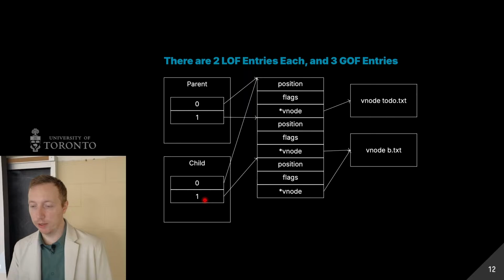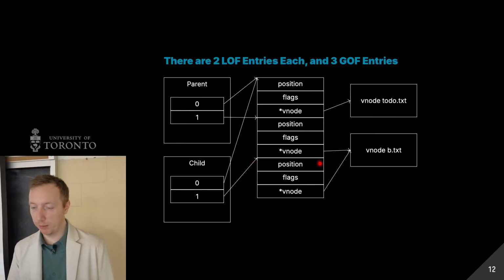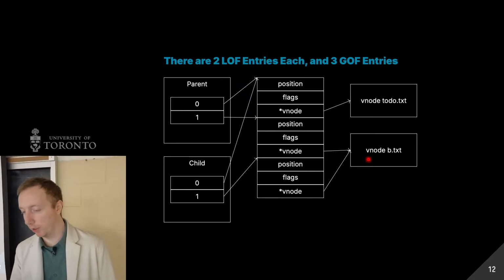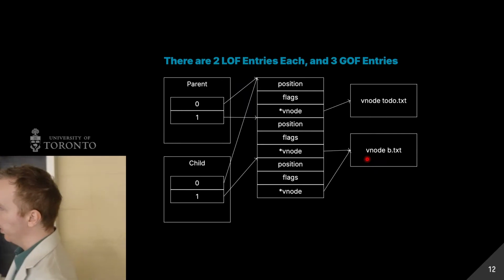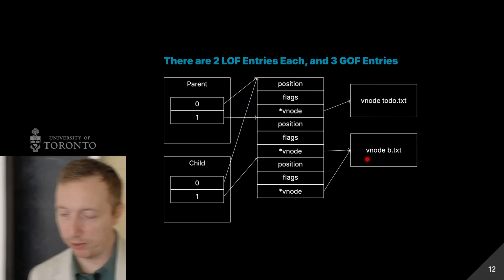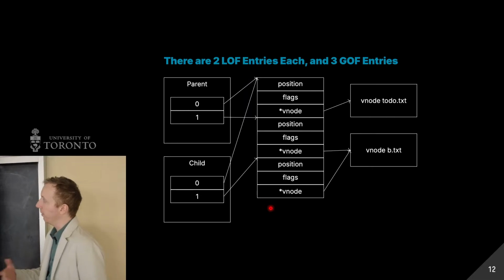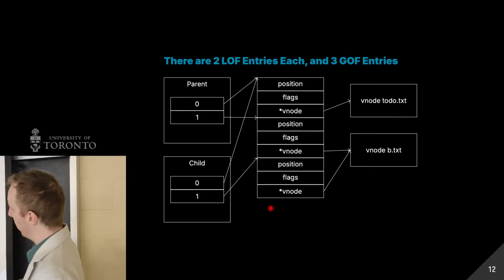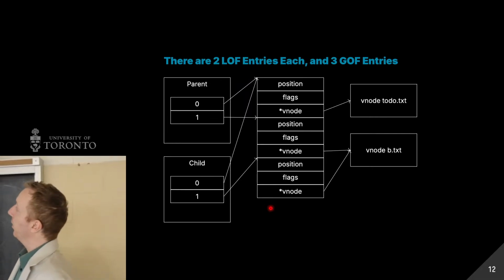And in the child, that open would also create a new global open file table entry with its own position, its own flags, and then a vnode pointing to the same actual underlying file. So the rule is whenever you do an open system call, that always creates a new global entry. That's one way to remember it. And if I fork, then both of the processes refer to that same global entry. All right, any questions about that?